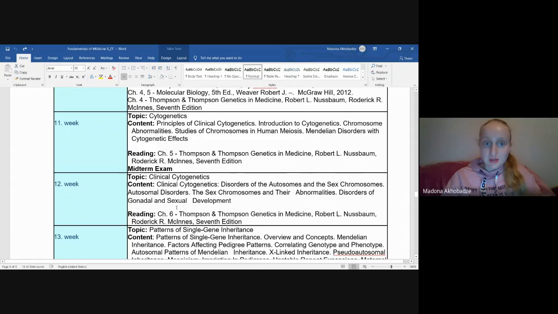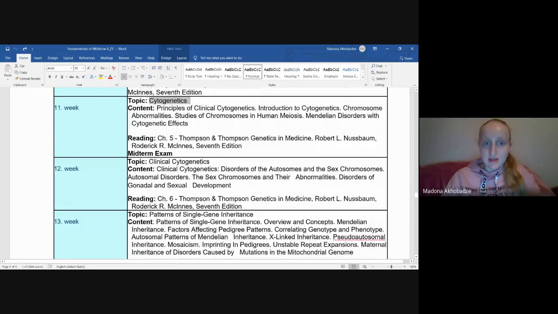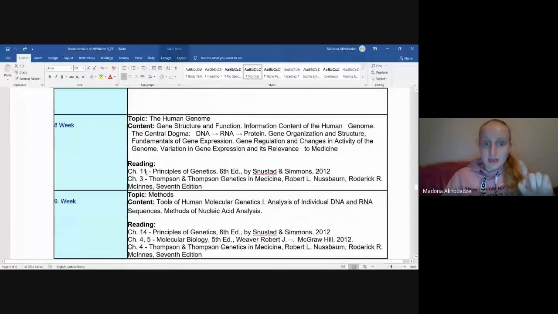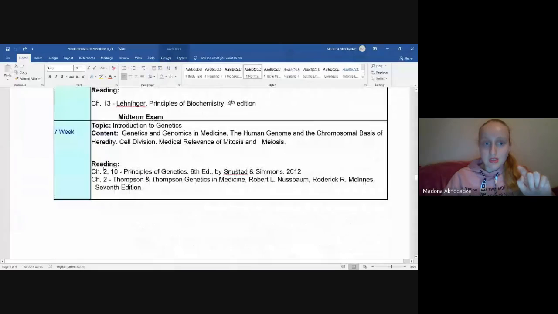And the last two, cytogenetics and clinical cytogenetics, are from a different book, Thompson and Thompson, Genetics in Medicine. This is chapter 5 and this is chapter 6. So in total you've got two chapters, 5 and 6, from Thompson and Thompson, and 4 chapters from Snustad and Simmons: 2, 10, 11, and 14.